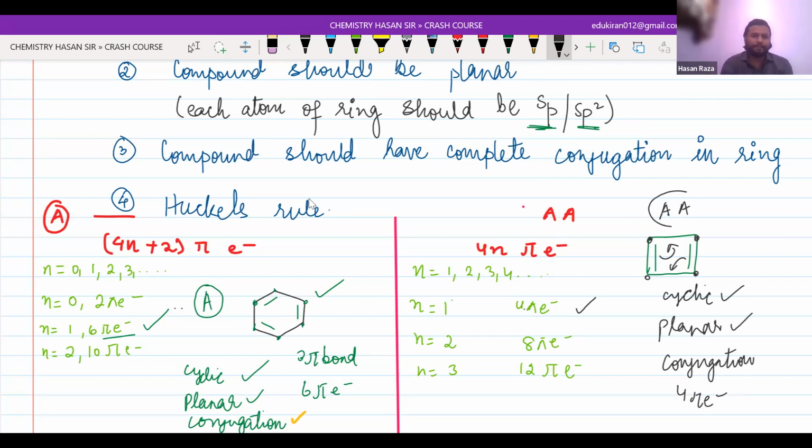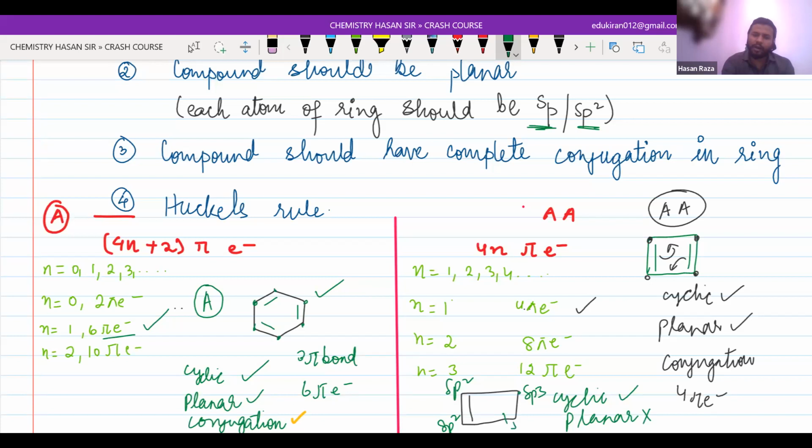Is that clear? Now, if I ask you a question like this: first of all, cyclic? Yes, it is cyclic. Planar? No, not planar. This carbon is sp2 planar, this is sp2 planar, but this one is singly bonded, which means sp3, not planar. That means this is non-aromatic. Is that clear, everyone?